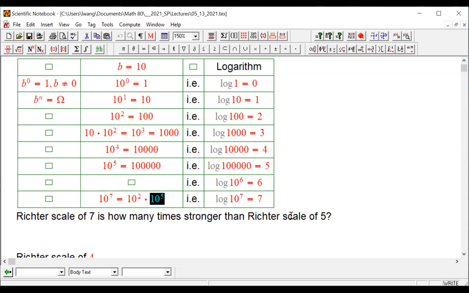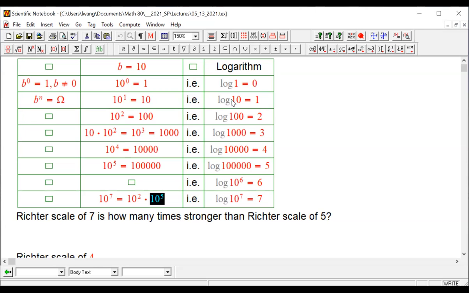It was much stronger than the Northridge earthquake, at least 10 times stronger. Of course they're not whole numbers, but 7.8 is nearly 8. It's a very, very strong earthquake. Any questions so far?